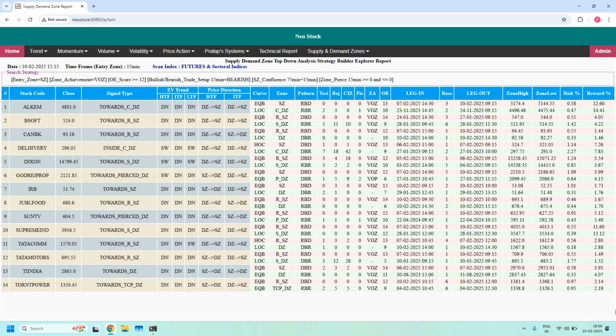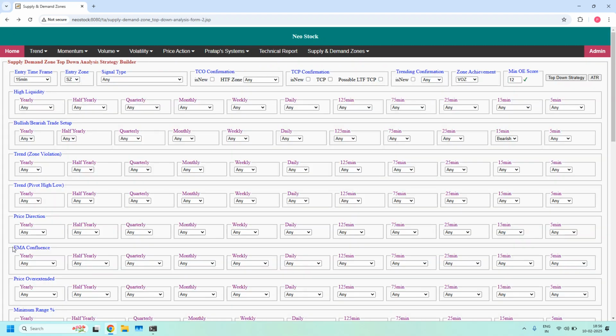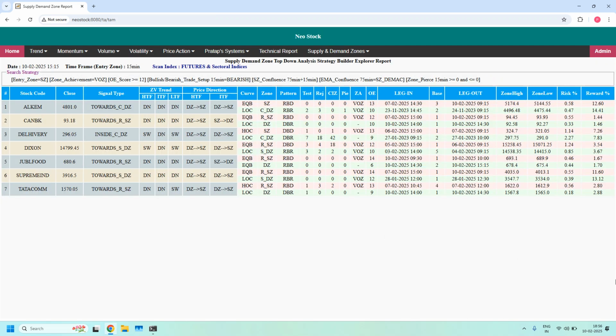If 75 minutes supply zone is having daily EMA, probably these 15 minutes supply zones are even more high probability trade setup supported stocks. Let's verify. In the EMA confluence at 75 minutes time frame, I am setting the filter. 75 minutes supply zone is having daily EMA confluence or not. With this filter, we got 7 stocks.